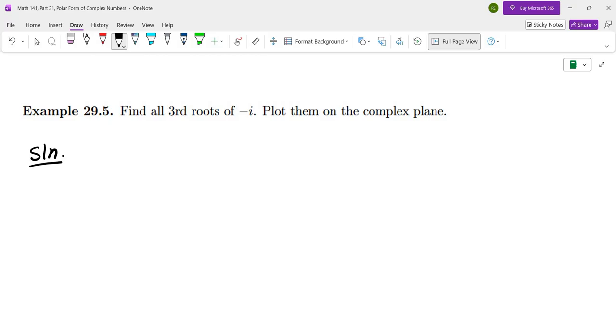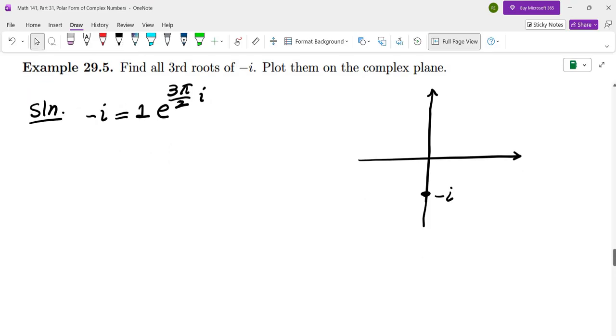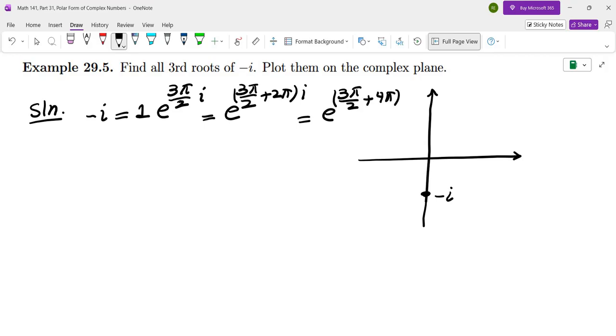Find all third roots of negative i. The first thing we're going to do is place negative i on this plane. So negative i is right here. So what are the third roots of negative i? First, we have to write down negative i as: the distance to the origin is 1, and the angle is 3 pi over 2, and then times i. Then we are going to take the angle and divide it by 3. So let me write this down as e to the power of (3 pi over 2 plus 2 pi) i, and then the next one is e to the power of (3 pi over 2 plus 4 pi) i. Let's take the third roots.